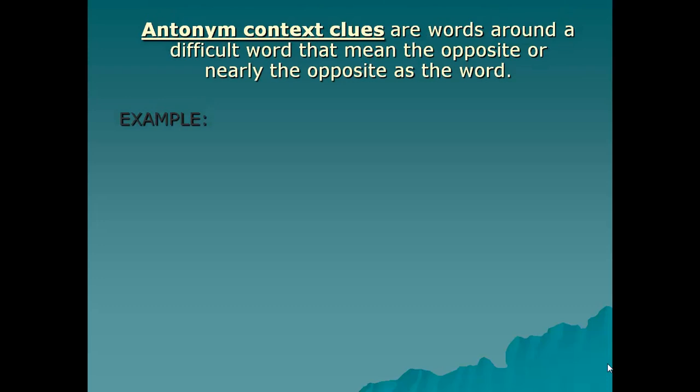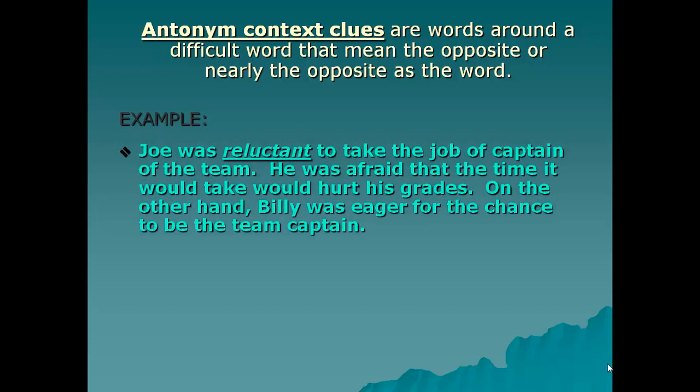Another type of context clue is the antonym context clue. This is when there are words around a difficult word that mean the opposite or nearly the opposite as the word you don't understand. For example, Joe was reluctant to take the job of a captain of the team. He was afraid that the time it would take would hurt his grades. On the other hand, Billy was eager for the chance to be the team captain.